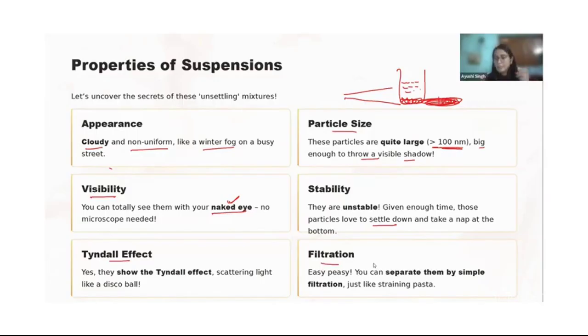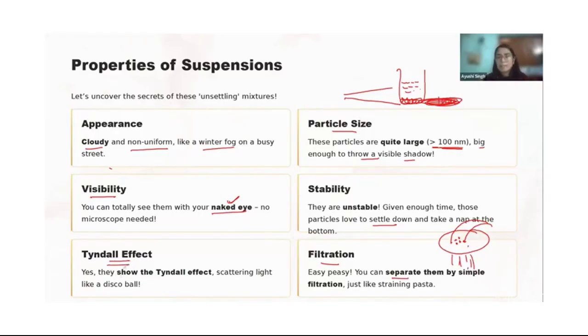Coming to filtration, obviously the particle size is bigger. So you will be able to separate them maybe with a filter paper or something. When you pour water onto it, the sand particles will remain here and the water will be filtered out, right? And the Tyndall effect.